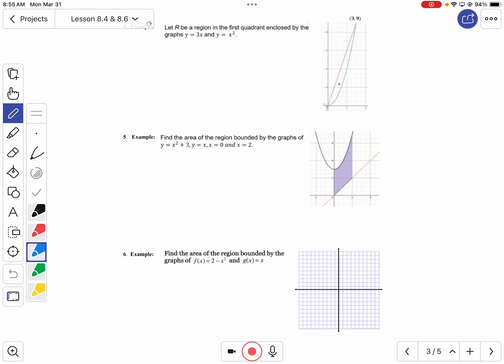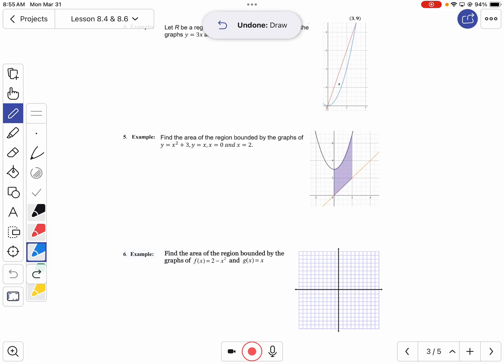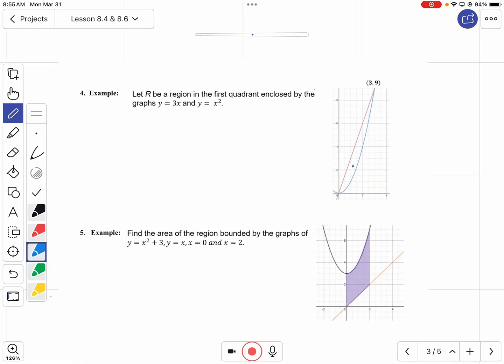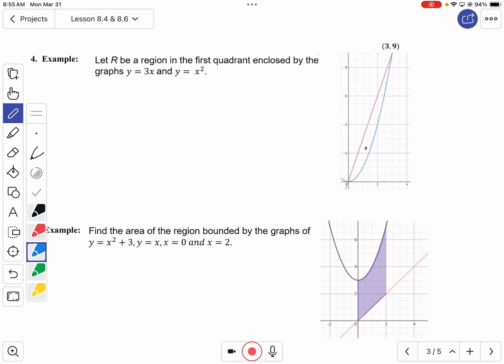Rock and roll. Here we go. So let's take a look at this one. So we have the region R in the first quadrant, enclosed by the graphs of y equals 3x and y equals x squared. Now, can you pick out which one is 3x? Yep. All right. This is y equals 3x in red. It's linear, and y equals x squared in blue.